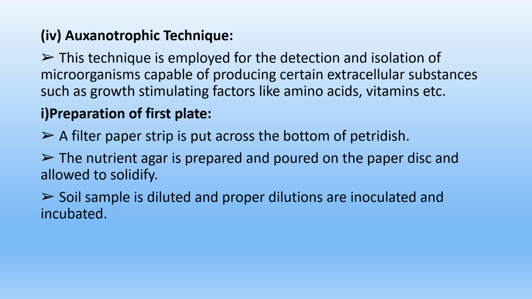Auxanotrophic technique. This technique is employed for the detection and isolation of microorganisms capable of producing certain extracellular substances such as growth stimulating factors like amino acids, vitamins. First step is the preparation of the first plate. A filter paper strip is put across the bottom of the petri dish. The nutrient agar is prepared and poured onto the paper disc and allowed to solidify. Soil sample is diluted and proper dilutions are inoculated and incubated.